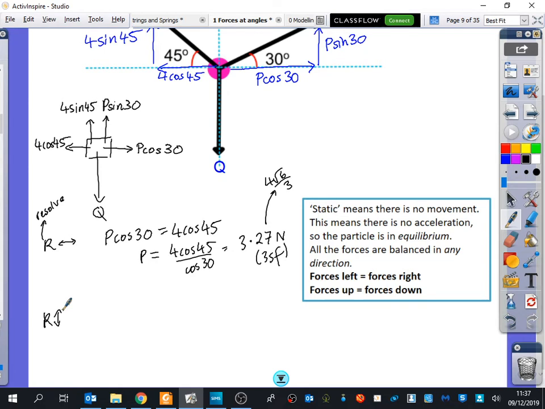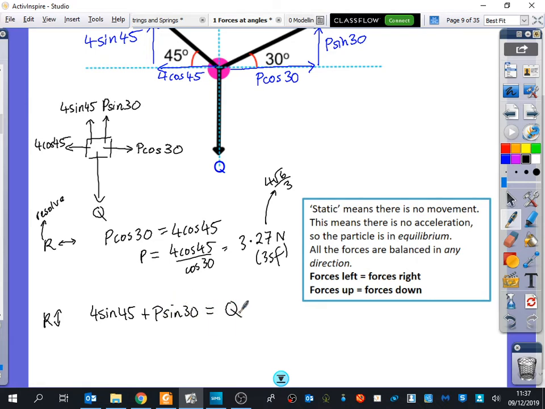Okay, and then when we resolve up and down, Hassan, what do we get? When you look at this diagram, all you're going to tell me is the up forces equal the down forces. So what are the up forces? 4 sine 45 plus P sine 30 equals Q.